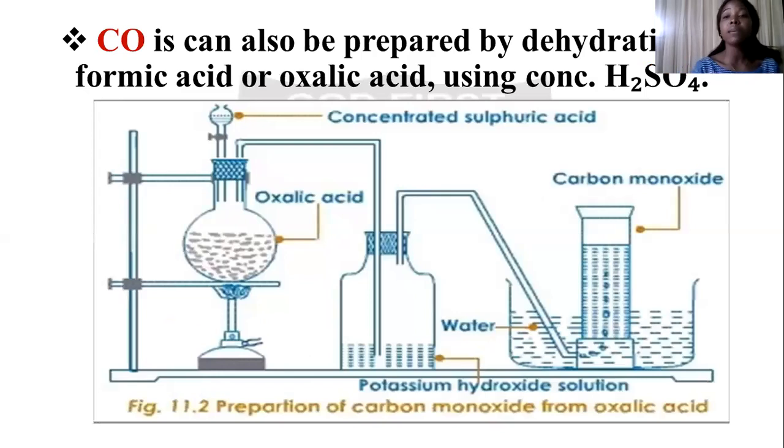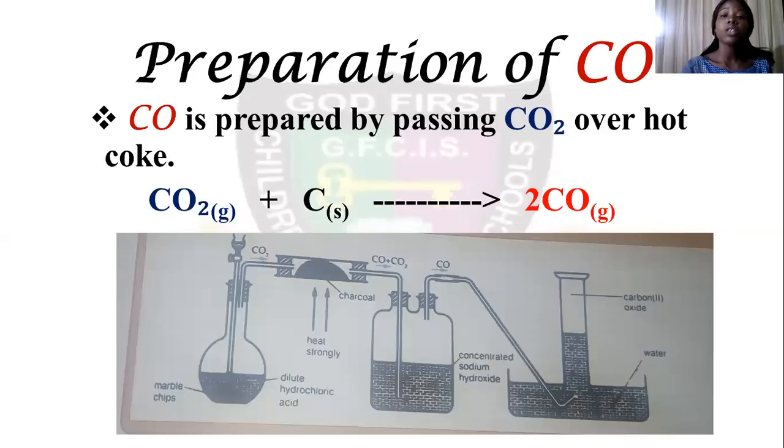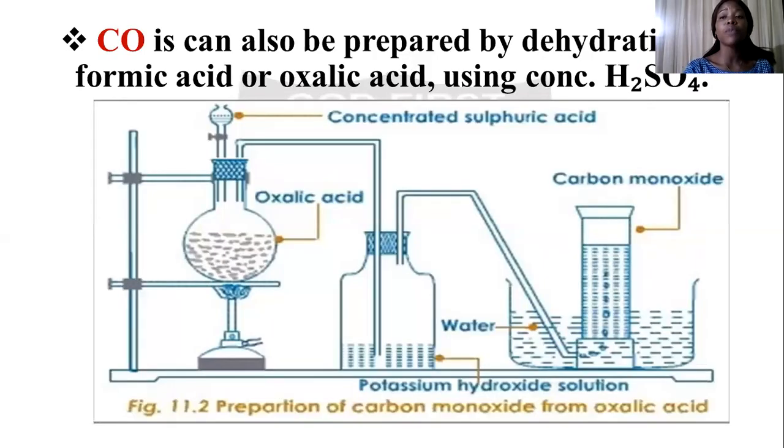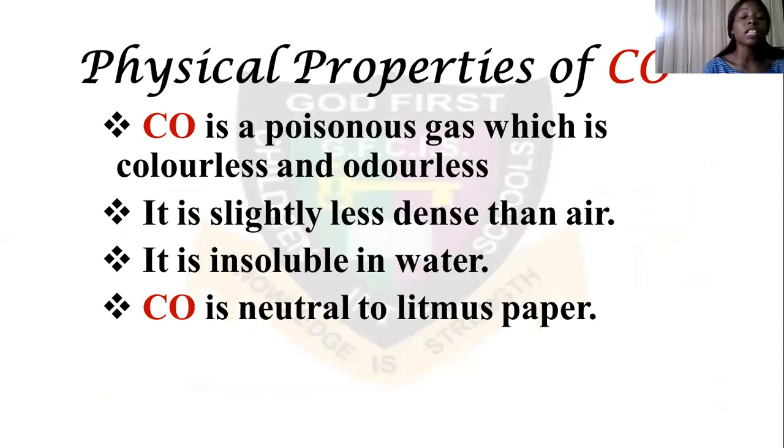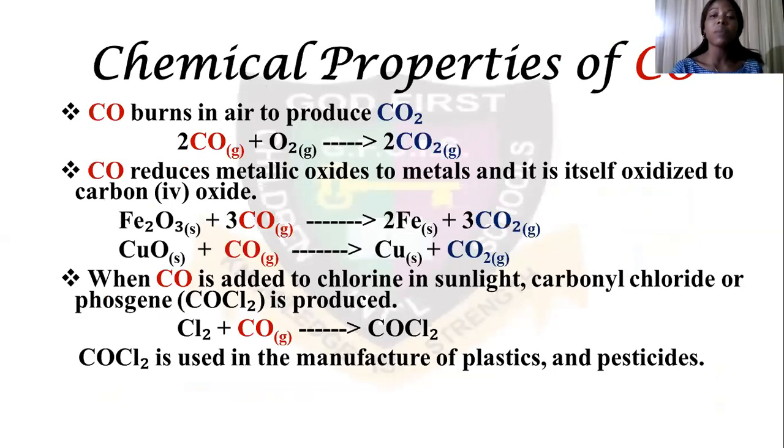For example, when we're talking about the laboratory preparation of carbon monoxide, these procedures, including the one using hot coke, are done in a fume cupboard because of the poisonous nature of carbon monoxide. So to prevent poisoning from carbon monoxide, there is need for doing this procedure in a fume cupboard. So carbon monoxide is poisonous. It is slightly less dense than air, and it is insoluble in water. Then CO, carbon monoxide, is neutral to litmus paper. So these are the physical properties of carbon monoxide.